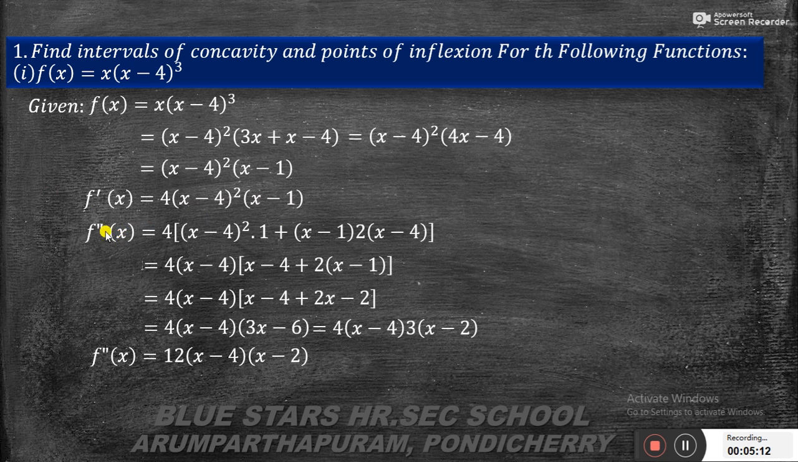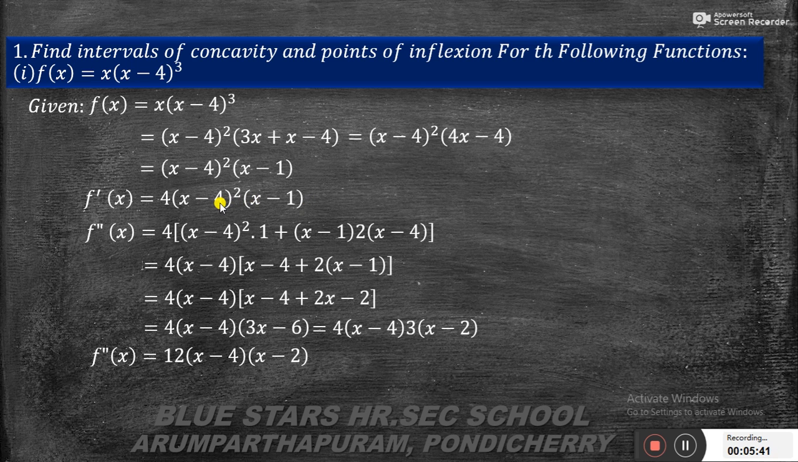Next, f″(x). In the next step I differentiate the first derivative again. Differentiating the first derivative means I get the second derivative. So the second time I differentiate the first derivative, I get f″(x). So f″(x) equals, again you see 4 is a constant, so I write it, and there are two factors in terms of x: (x − 4)² and (x − 1).